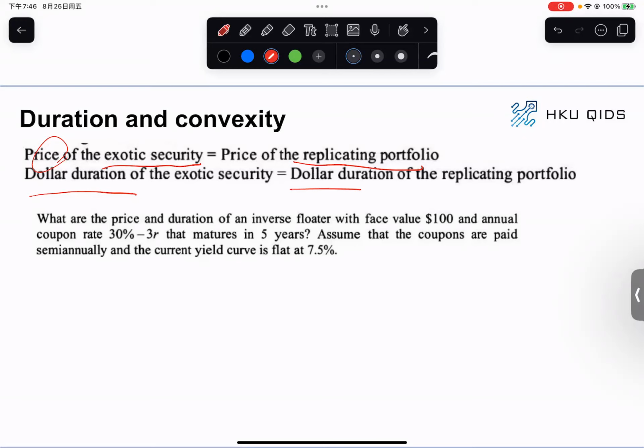Now we are being asked to give the price and duration of an inverse floater with face value 100 and annual coupon rate 30% minus 3R. And this R here is just the, we can call it, floating rate.